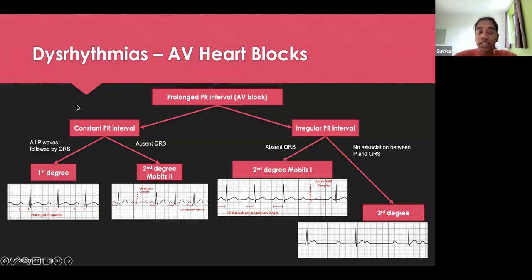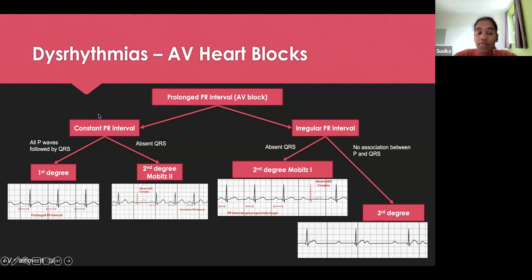If you've got a constantly prolonged PR interval, as in, let's say it's 5 small squares every time, that's constantly prolonged. Then look at whether all of your P waves are followed by a QRS, because that suggests the atrial contraction is conducting to the ventricles, it's just that the PR interval is prolonged. If you've got a P wave followed by QRS every time, that is first degree heart block. So that's your basic heart block.